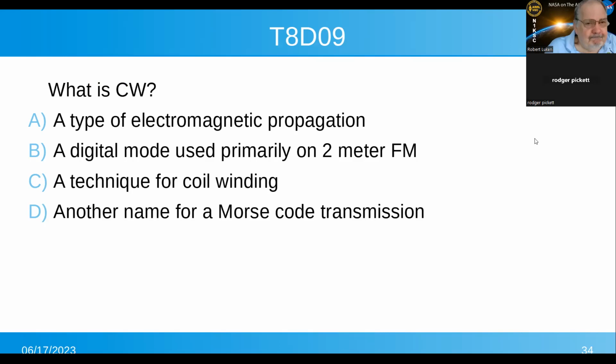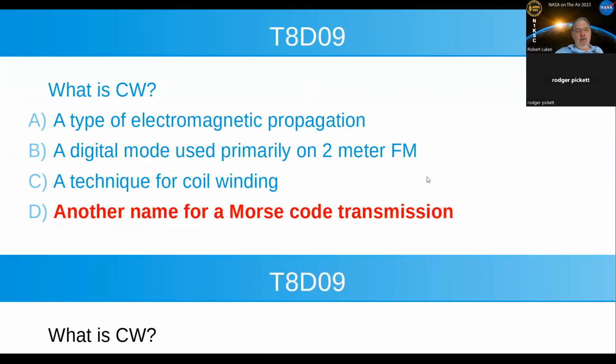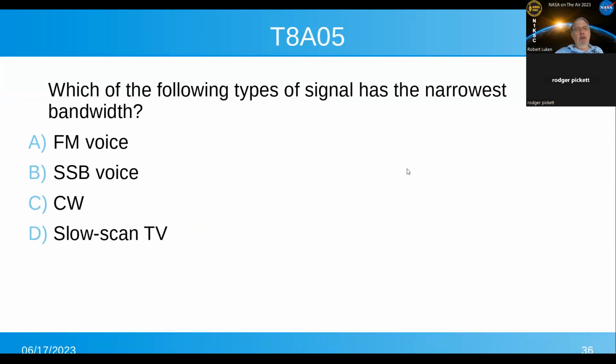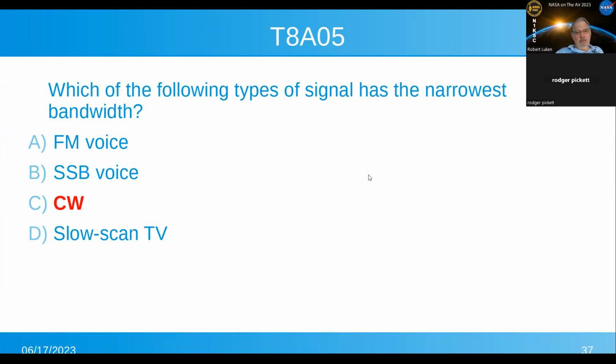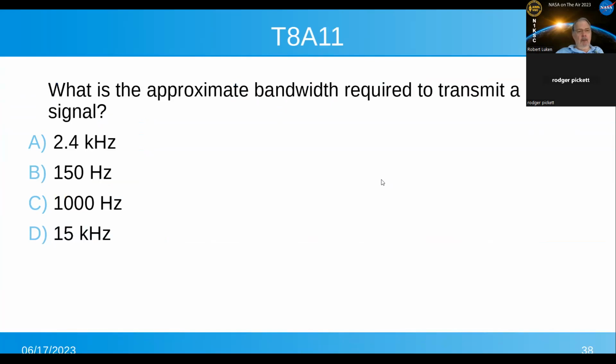What is CW? Carrier wave. Another name for Morse code. Which of the following types of signal has the narrowest bandwidth? CW. CW, right. 150 hertz. What is the approximate bandwidth required to transmit a CW signal? Nice segue. Yeah, 150. 150, right?